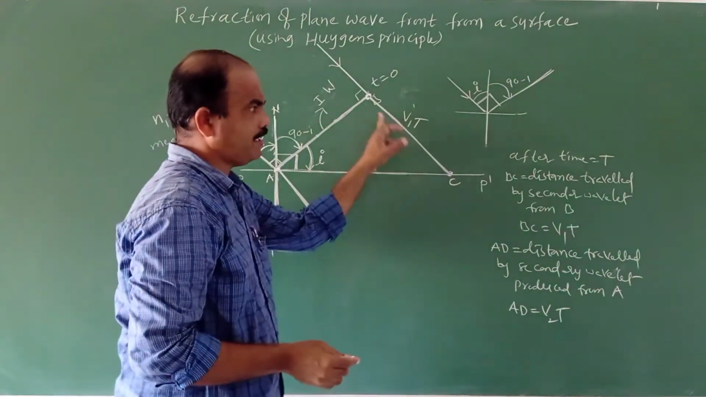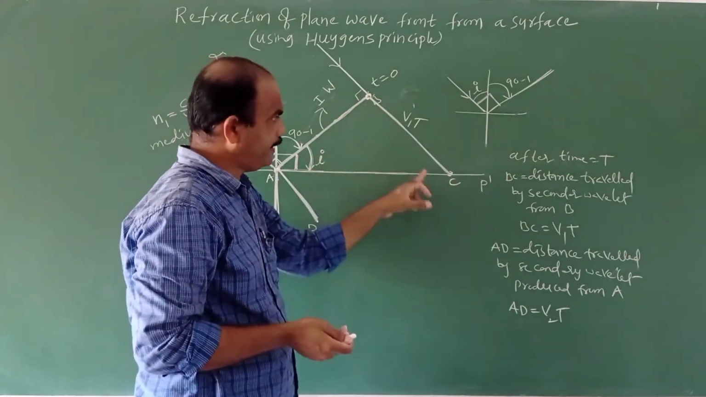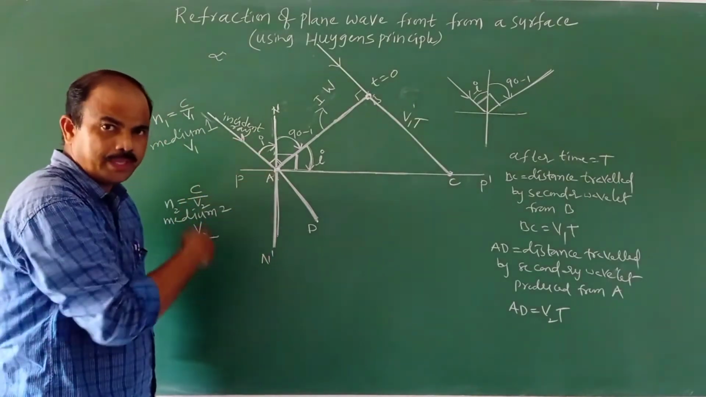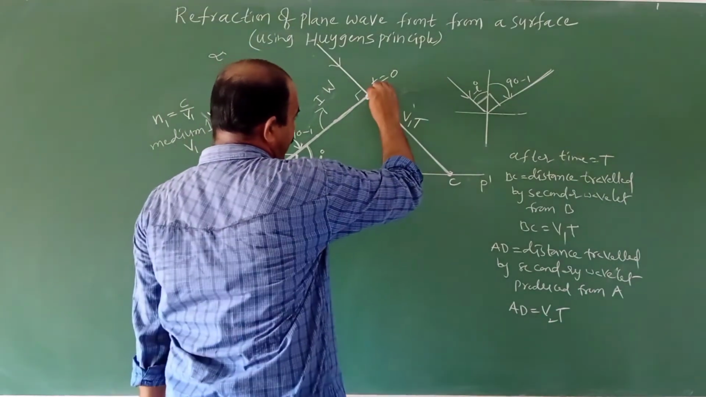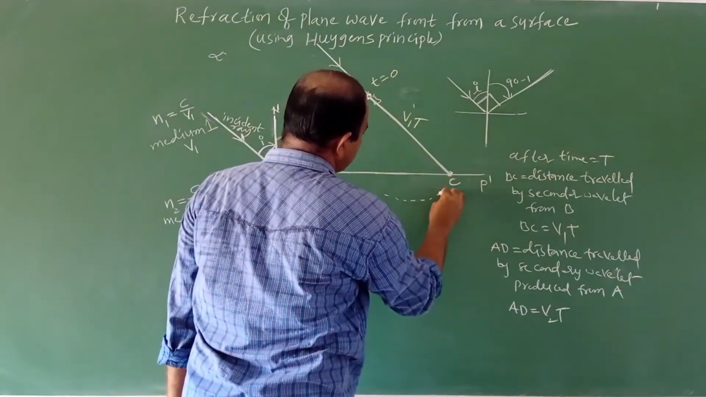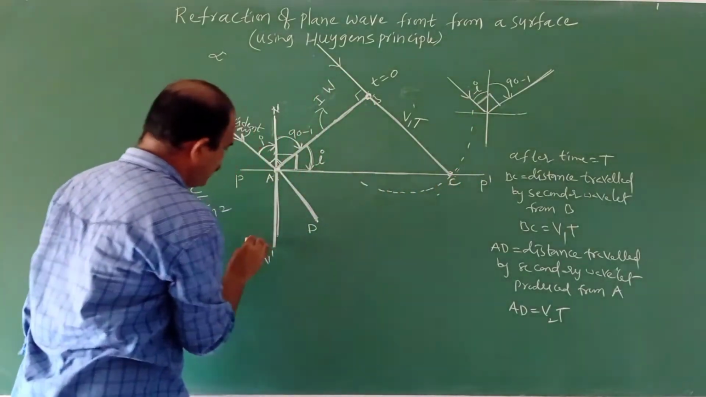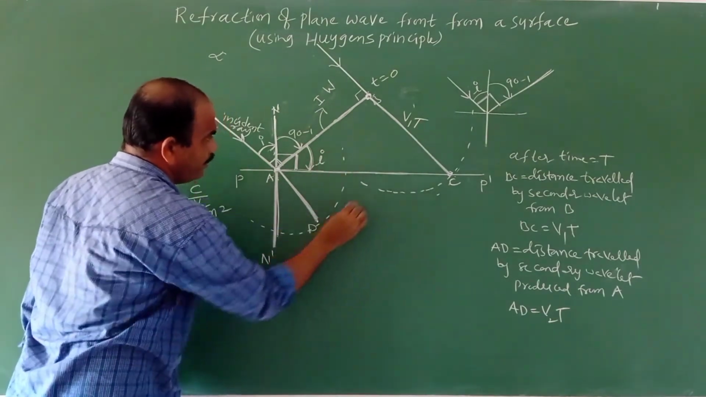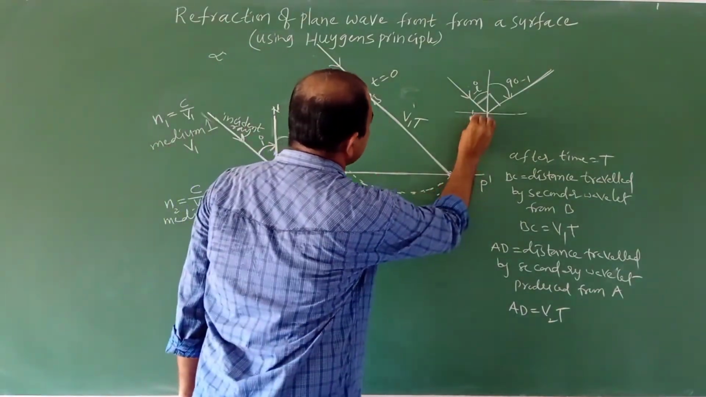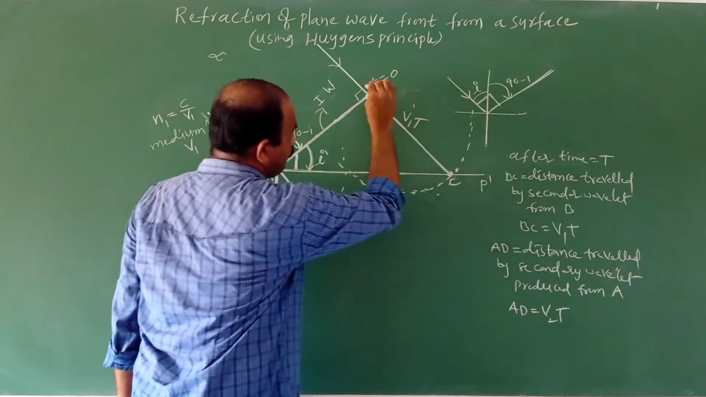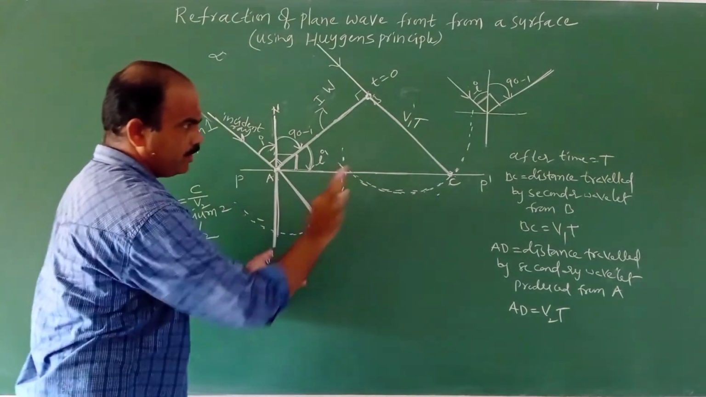Now you know the distances traveled by the secondary wavelet coming from B and the one coming from A. By taking these distances as radii, when we draw the spheres, those spheres indicate the secondary wavelets. So this is the secondary wavelet coming from B and this is the secondary wavelet coming from A.